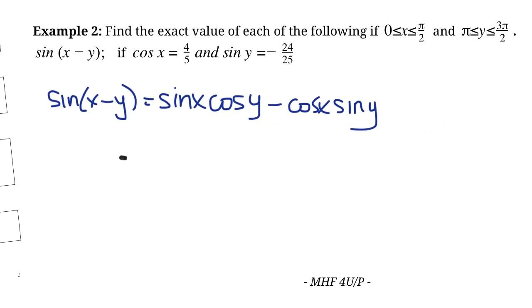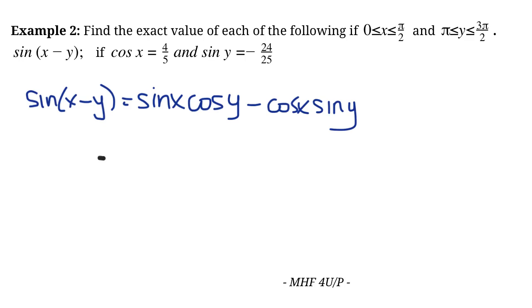So that's okay. We happen to know already what cos x is, right? That's given in the question. And we know what sine y is. So those two things are given in the question. We need to, though, find sine x and cos y to make this thing work. How can we do that?